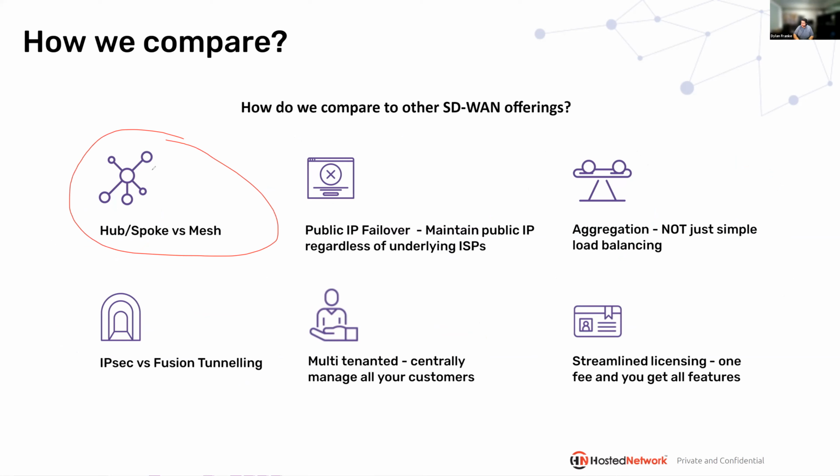So a lot of the other firewall SD-WAN vendors is generally more of a hub and spoke network. So you generally have a central firewall that all the sites connect back to. Whereas the Fusion Broadband one, our SD-WAN platform, we create a mesh.